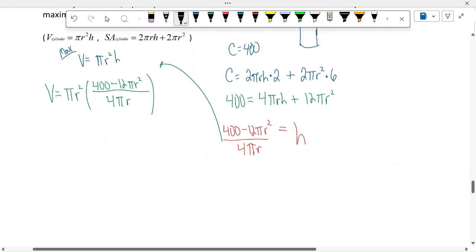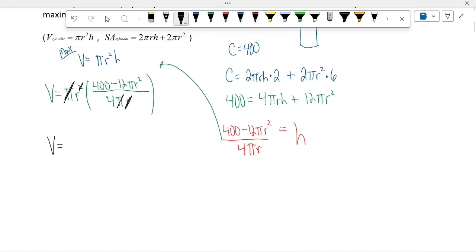And I can simplify down a little bit. This pi r squared is supposed to distribute to both of the terms in the numerator, but I see that both of these terms in the numerator are also divided by this, so I can cancel out pi and pi. I can also divide this denominator by r, divide that by r. So really the only thing that's happening here from the green to what I'm going to write in black is that this r is going to distribute: 400r minus 12 pi r cubed over 4.